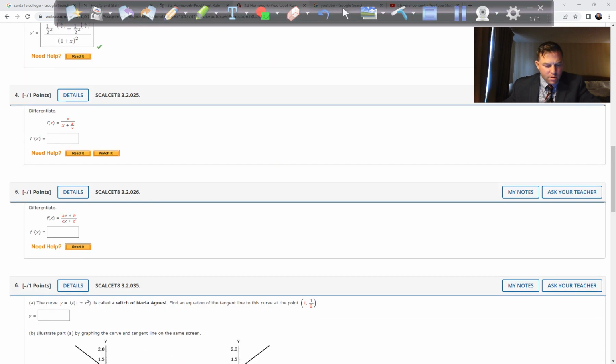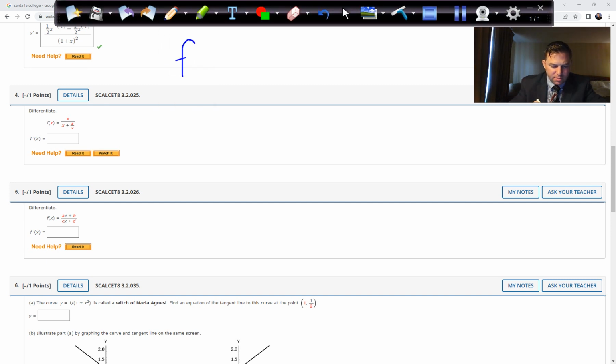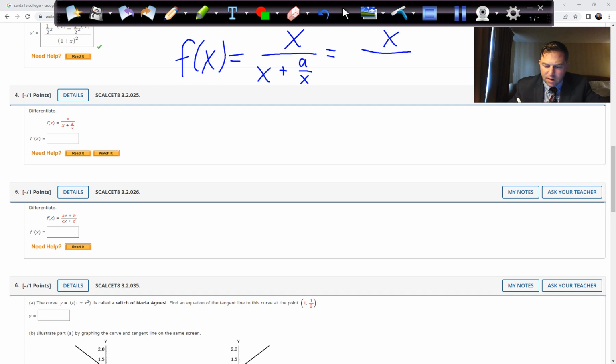All right, problem 4. We've got another one. Again, it's one thing on top of multiple things, so we cannot simplify. However, actually, there is something we can do here. We do want to do some algebra to make our lives simpler. So this says x divided by x plus a over x. What we want to do is create a common denominator on the bottom, x squared plus a, all on top of 1x.